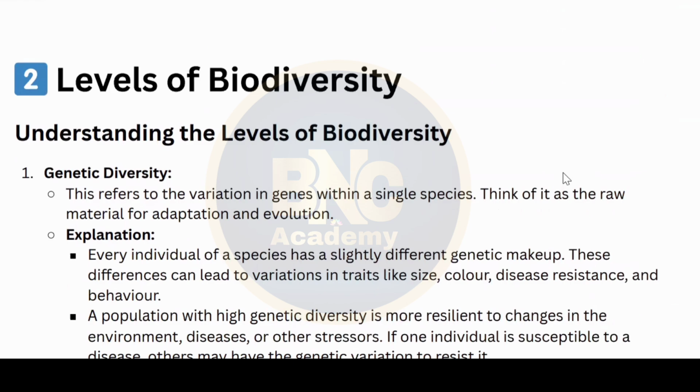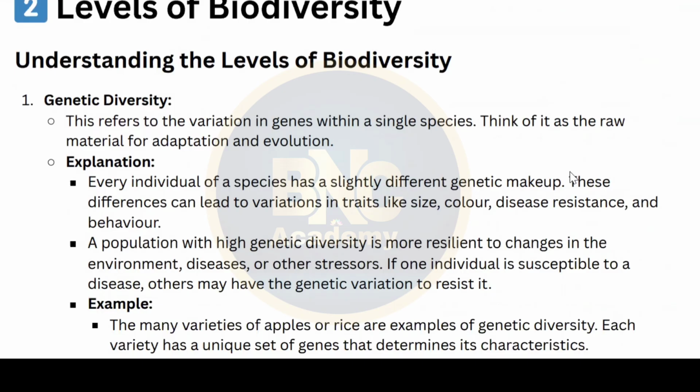Let's take the very first, genetic diversity, the blueprint of life. At its core, genetic diversity is about the variations in the building blocks of life, like DNA. These variations occur within the genes of individual organisms. Think of it like a recipe. You might have a base recipe for a cake, but you can add different ingredients or change the proportions to create countless variations. Am I right?